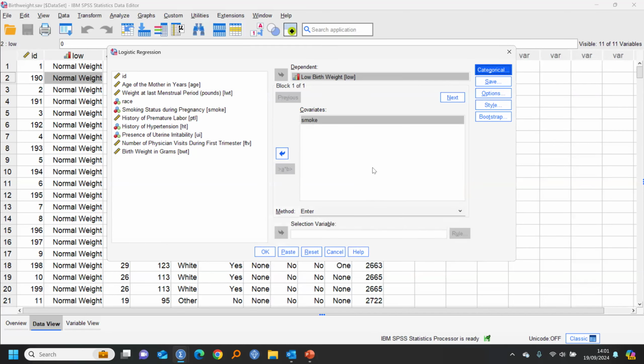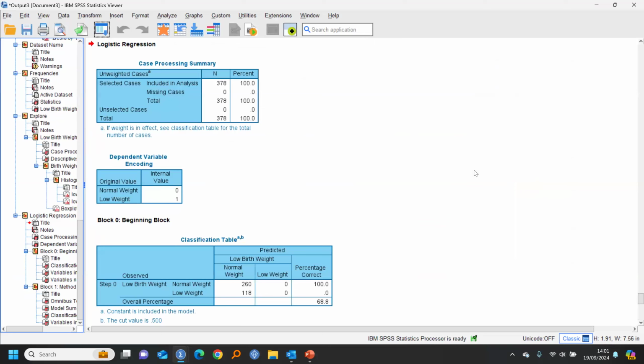But it actually makes no difference whatsoever when it's coded as 0 or 1. You get exactly the same result, so we don't need to do that. So I'm just going to put that in. You can see I'm using an enter method here. I'm not using forward, like I did last time. I'm going to click OK at that point. I'm just going to look at the default output.